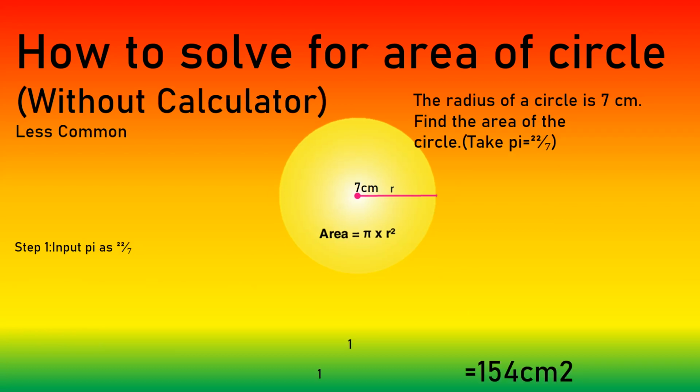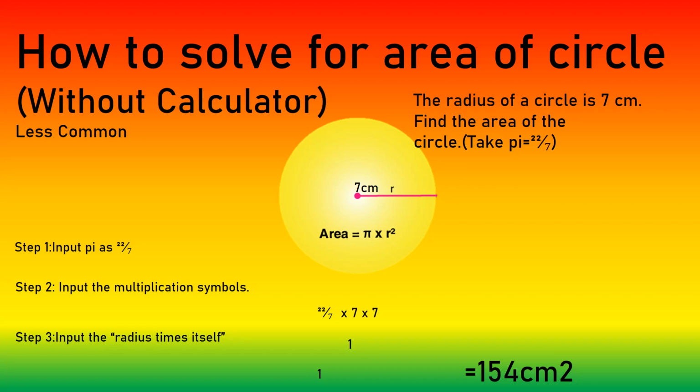Now, this is the harder one. How do you solve for the area of a circle without a calculator? For this one, you really need to listen because this will be important. The radius of a circle is 7 centimeters. Find the area of the circle. Take pi as 22 out of 7. So, step 1, input pi as 22 out of 7, right here. Step 2, input the multiplication symbols. And step 3, input the radius times itself.